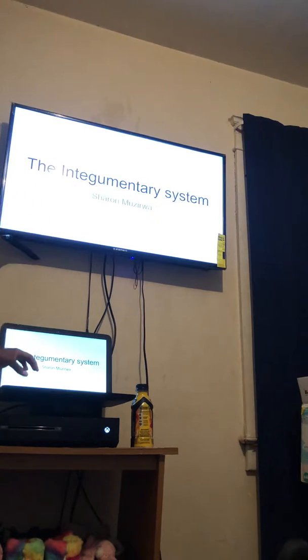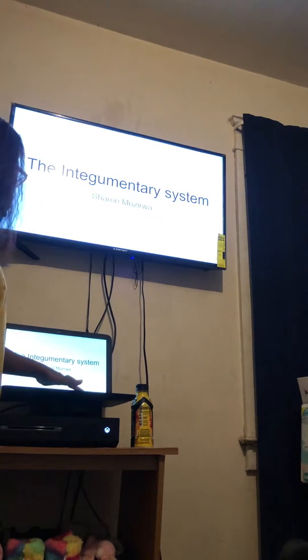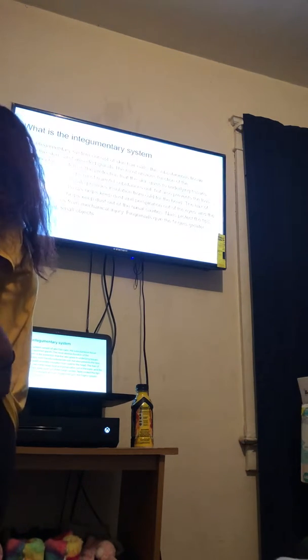Sharon, and I did my project on the integumentary system. The integumentary system consists of skin, hair, nails, and the subcutaneous tissue below the skin and the assorted glands.